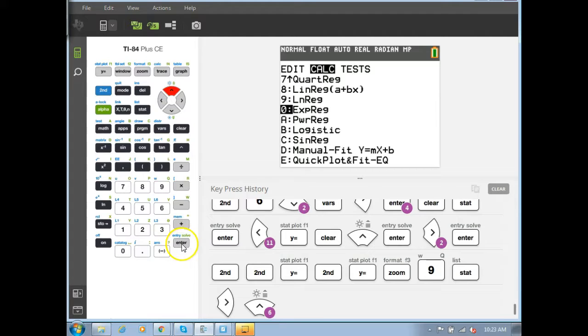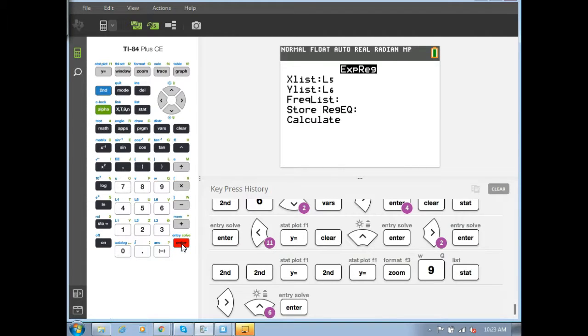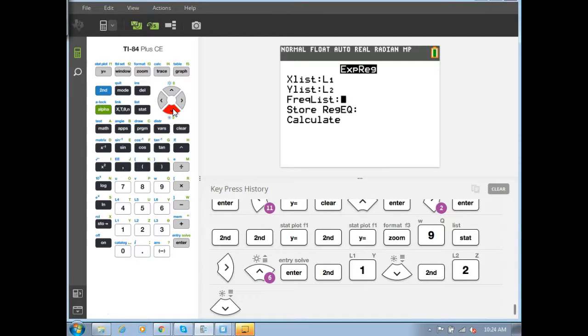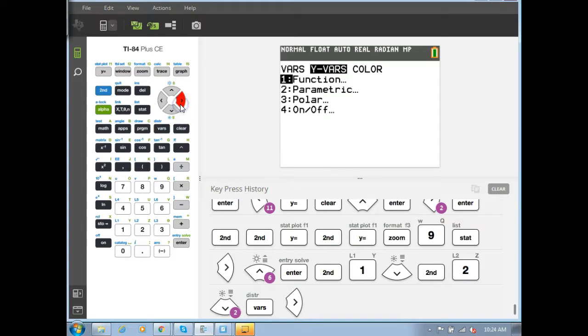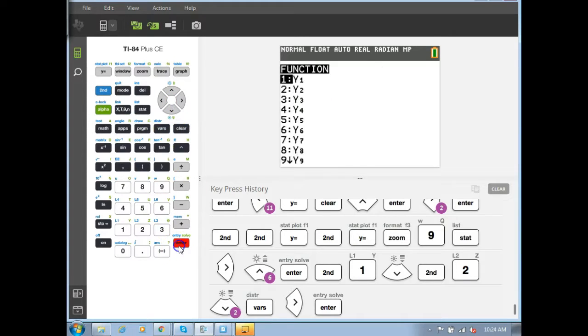ExpReg. On our newer calculators, it's going to ask you a lot of questions before it does anything. Where's your data? My data is not in list 5 and list 6, so I need to change this. I put my data in list 1 and list 2. I don't have any frequency lists. I always get in the habit of storing my function into Y1 just in case I need it later. So store the regression equation in Y1 by going to Vars, Y-Vars, and Function.